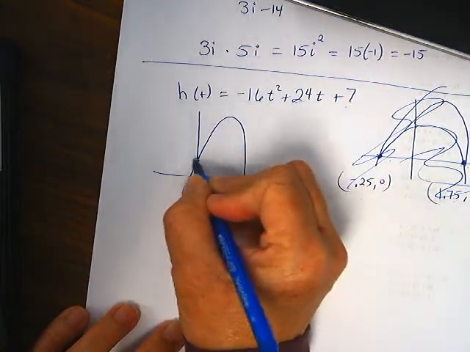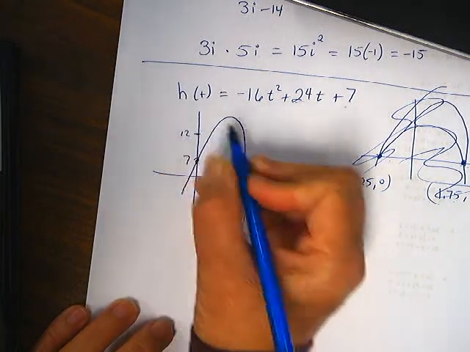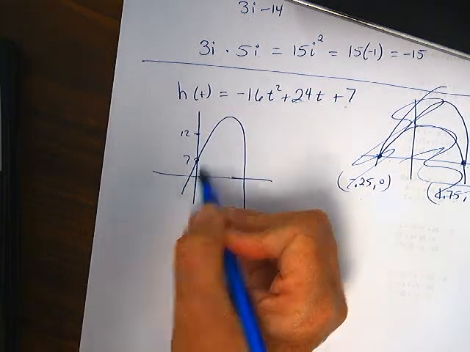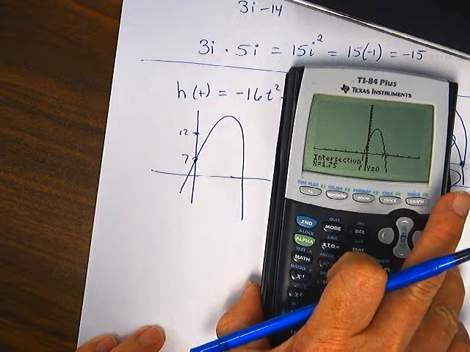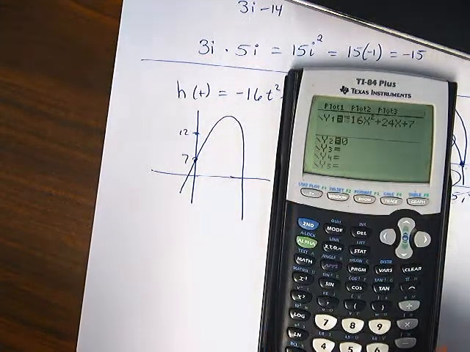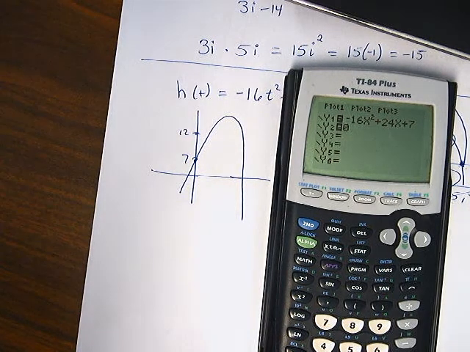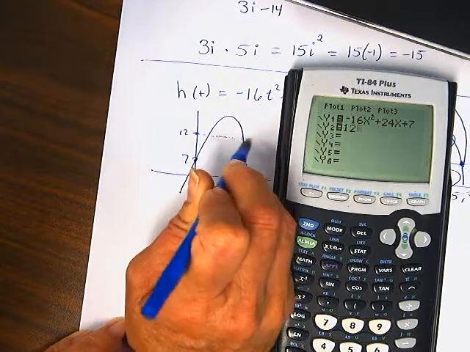So if this was at 7, let's say we want to know how long is it above 12 feet, which is here. So what we're going to do is instead of putting y2 equal to 0, we're putting y2 equal to 12, the height we're interested in. So let's come back to the calculator and go to y equals, and come down to y2. The height we're interested in is 12 feet.